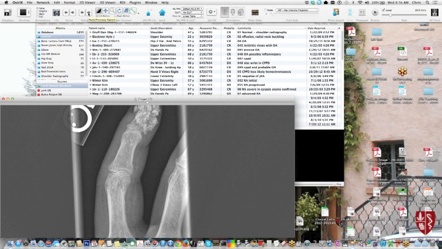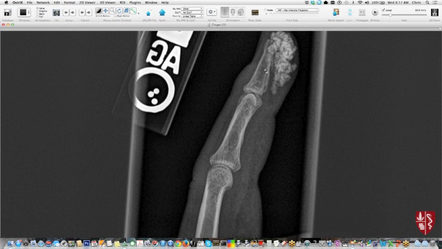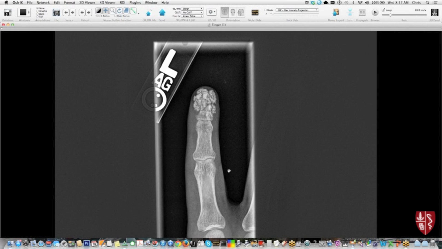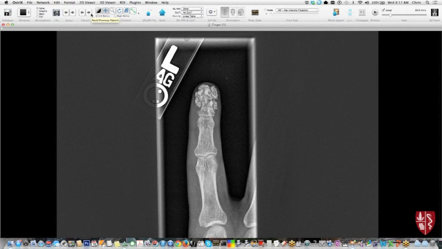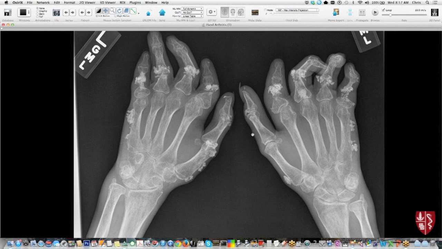So compare that one with the second to the next patient here. This is just a different example of that same digit with scleroderma. Here's another example actually, and I'll show the erosion of the tuft in just a second. But look at the extensive calcifications in this patient.